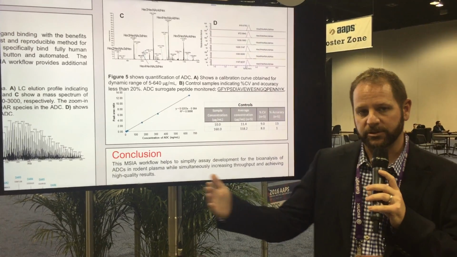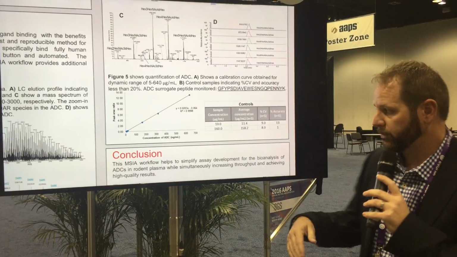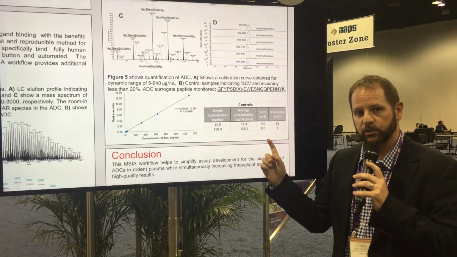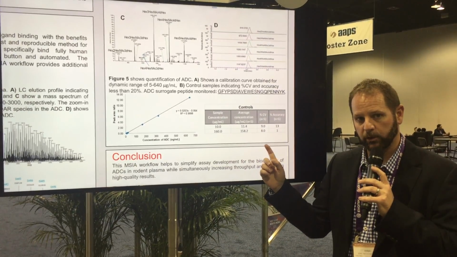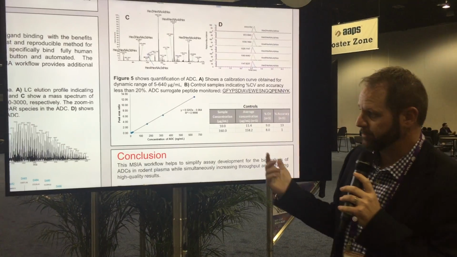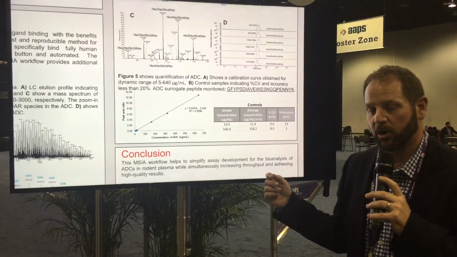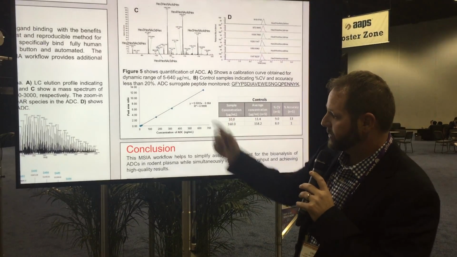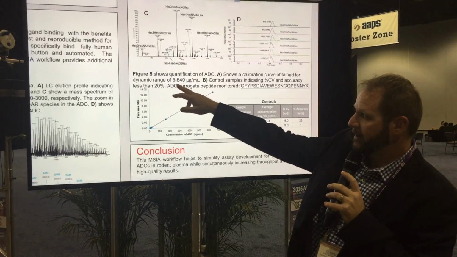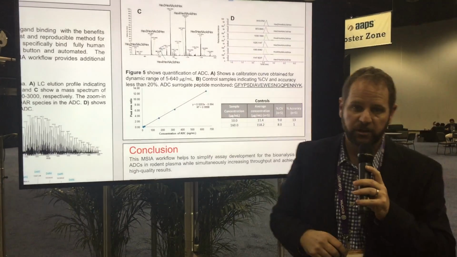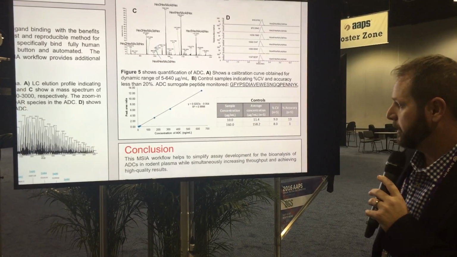What that means is through your entire protocol from sample prep all the way to data analysis, you're normalizing all the events that may occur. So for instance, if I'm running my ADC and I don't see the internal reference standard, then something went wrong. You can see we get a very linear dynamic range, ranging from 5 to 640 micrograms per ml.